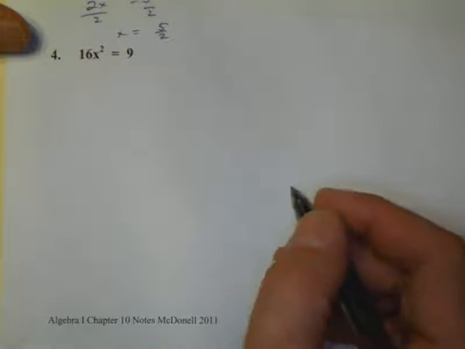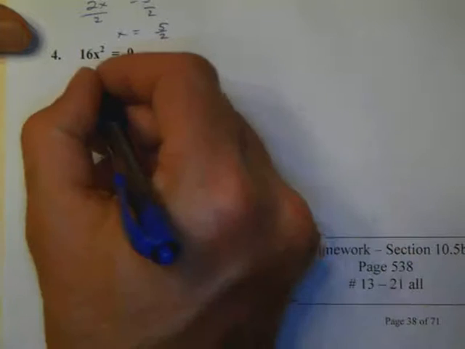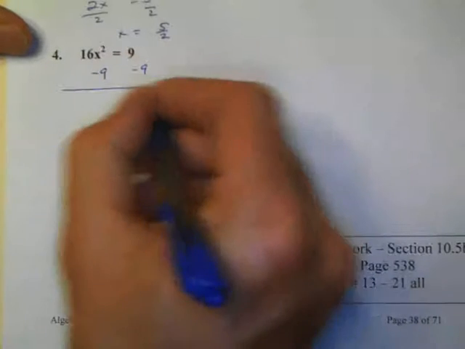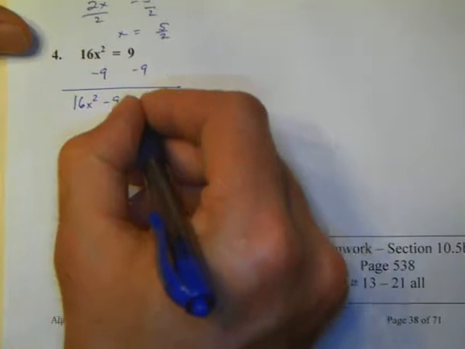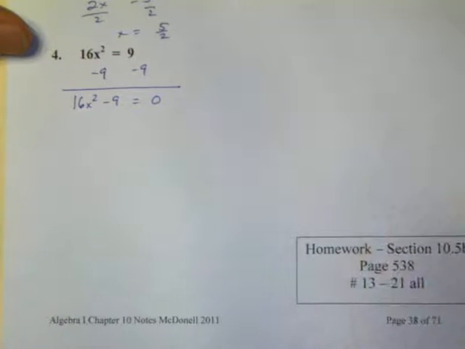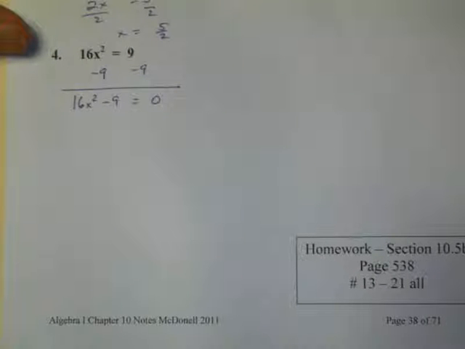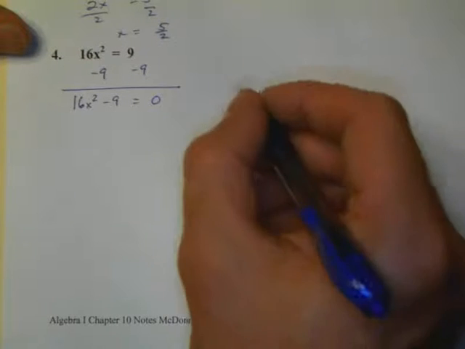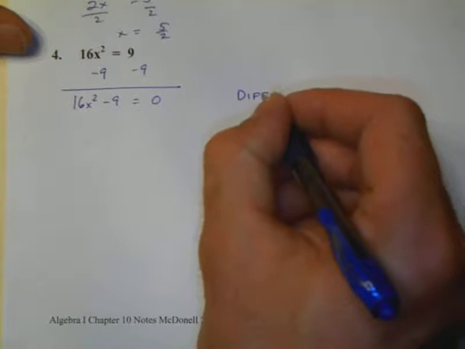Let's look at the bottom problem. This is our last example. In this last example, we have 16x squared equals 9. If we're going to solve this by factoring, we have to once again set it equal to 0. So we're going to subtract 9 from both sides to get 16x squared minus 9 equals 0.